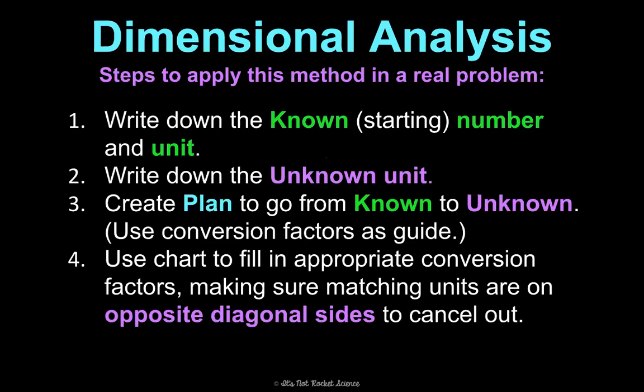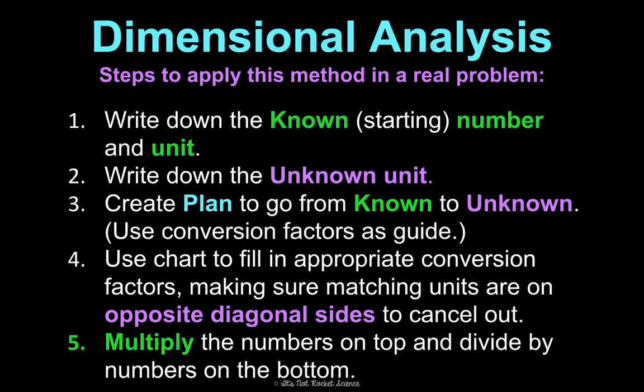Once you figure out your plan, then you're going to draw this chart, and we're going to look at it here in a second. What you're going to do is fill in conversion factors appropriately, and we want to make sure units cancel out. They have to be on opposite diagonal sides to cancel out. So one has to be on the top and one has to be diagonally opposite on the bottom to cancel out. And then once you have your chart all set up correctly, your units cancel out, and you have your conversion factors in correctly, then you multiply the numbers on top and you divide by the numbers on the bottom in the calculator.